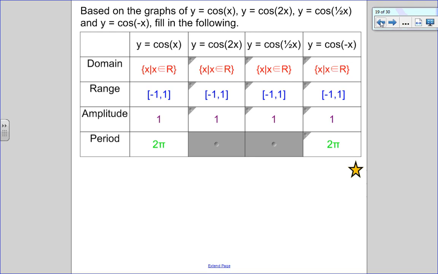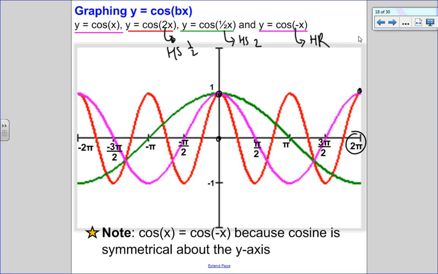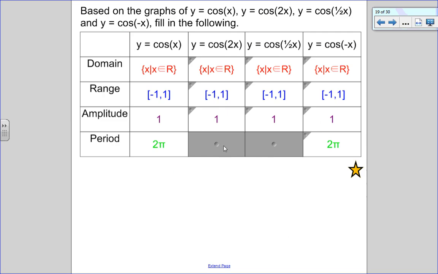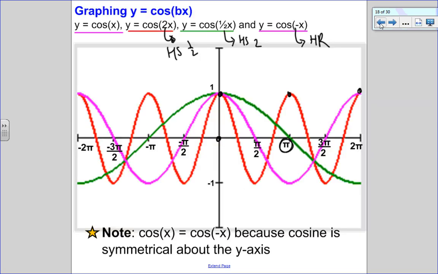Okay, let's look at the period for 2x. So cos of 2x. So looking at that, that's the red graph. So start point to end point. So I start at a max and I come back up to a max, goes from 0 to pi. So that one has a period of pi. And let's look at the cos of 1/2 x. So looking at that one, that's the green graph.